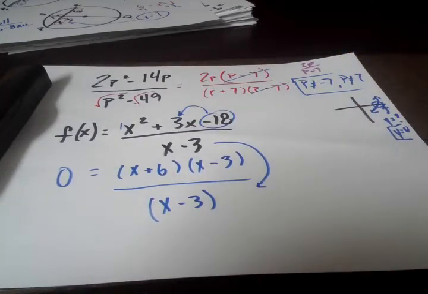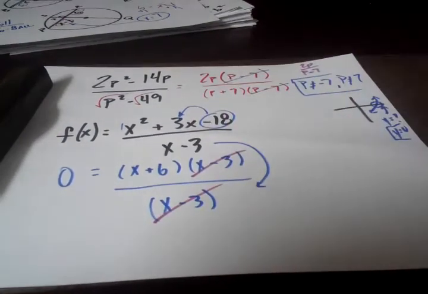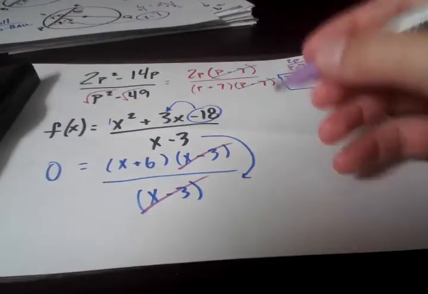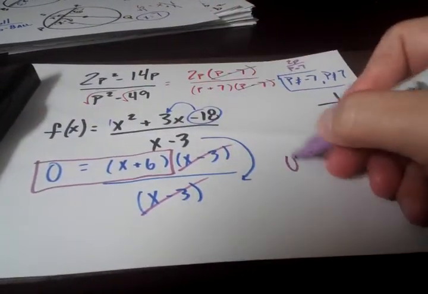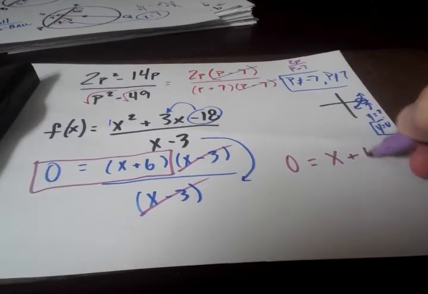Okay, so far what we've done is we've just factored the top. Now let's go ahead and cancel. Obviously, you guys know we can cancel out x minus 3 and x minus 3, which leaves us with this equation. You guys see it? 0 equals x plus 6.